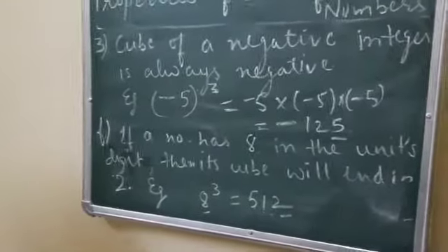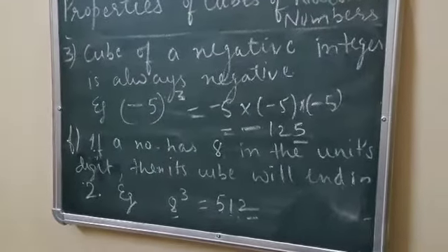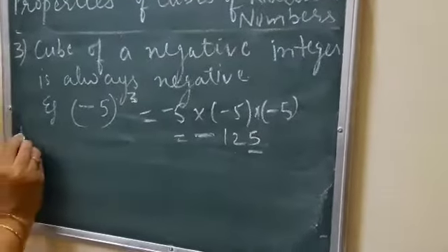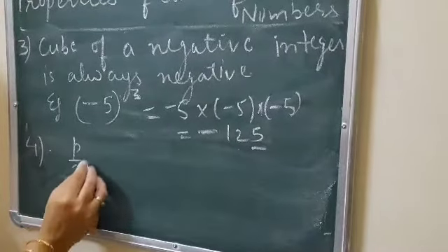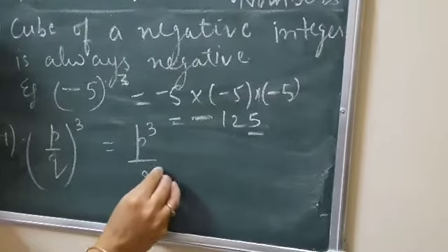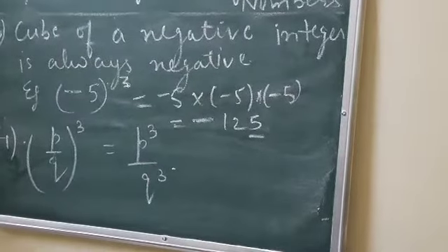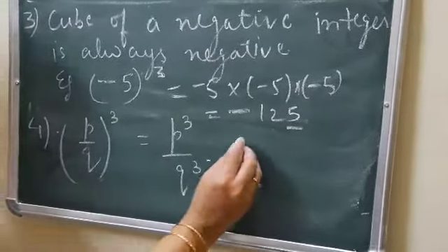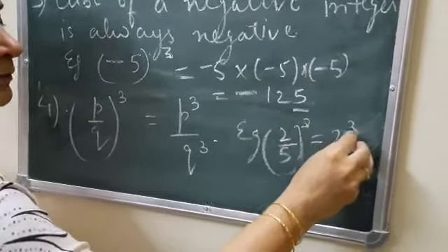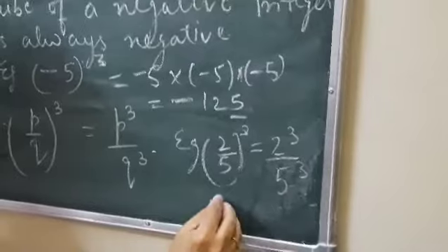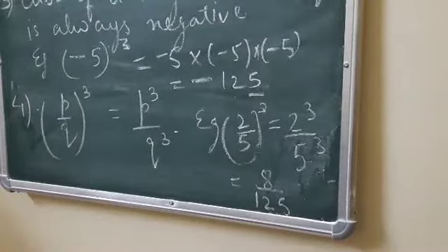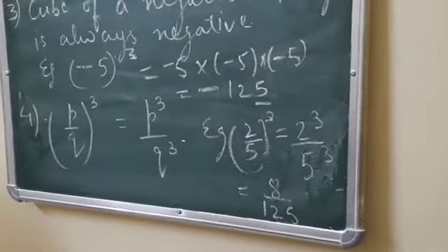Now moving on to the last one, how to find the cube of a rational number. If any rational number is there, like p upon q, and you have to find the cube, then it means you have to find the cube for both numerator and denominator. So p cube upon q cube you will do. For example, if you have to find the cube of 2 by 5, what you will do? You will find the cube of 2, you will find the cube of 5. So your answer will be 8 upon 125. Right? So these were your properties related to the cubes.